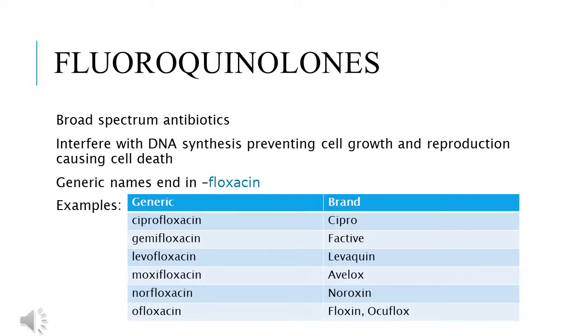Fluoroquinolones are broad-spectrum antibiotics that work by interfering with DNA to prevent growth and reproduction and then causing cell death. The generic names of these medications end in -floxacin. Here's a list of examples, with two of the most popular being ciprofloxacin, which was seen in the second case study, and levofloxacin, or Levaquin.